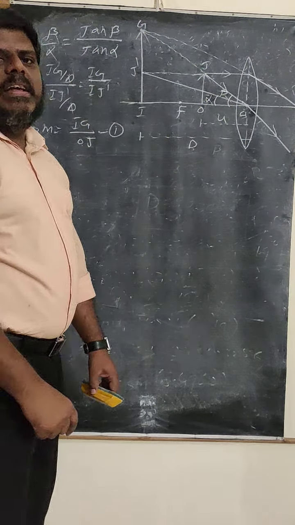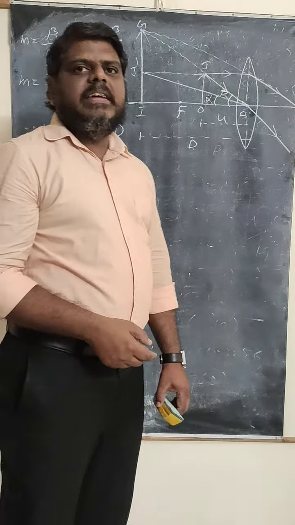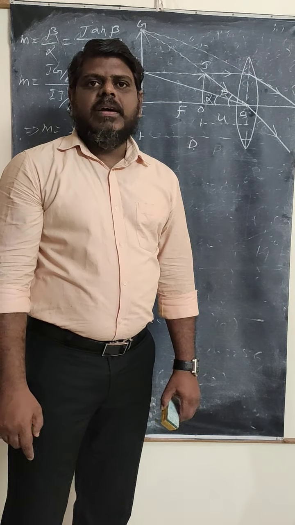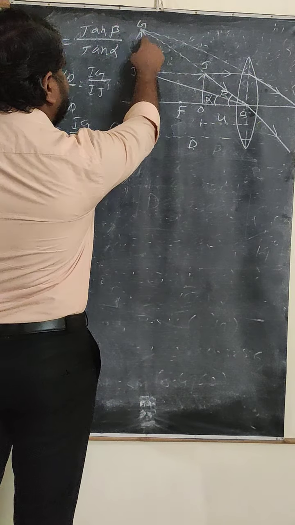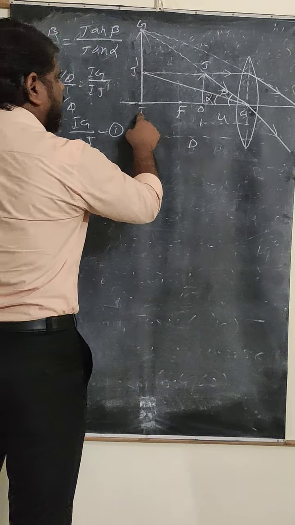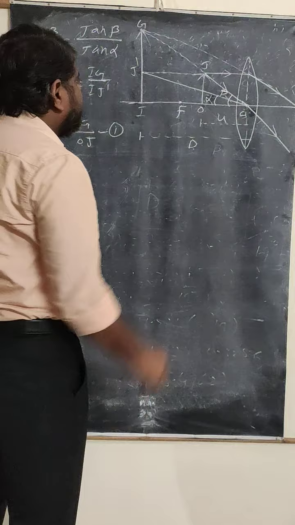COJ. These two triangles are similar. If the similar triangles are there, then the ratio of the sides will be equal. If the ratio of the sides will be equal, on that condition, what can you write? IG by OJ is equal to IC by OC. So that means what can you write?